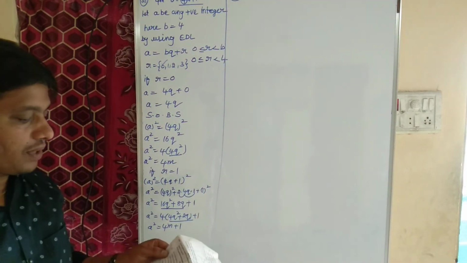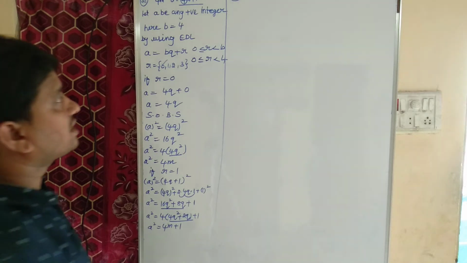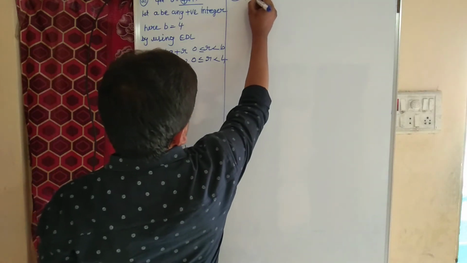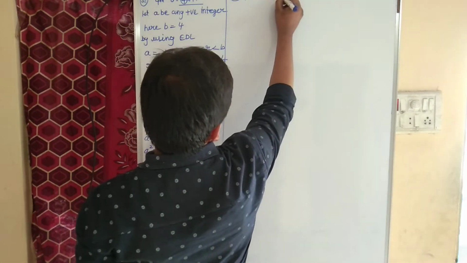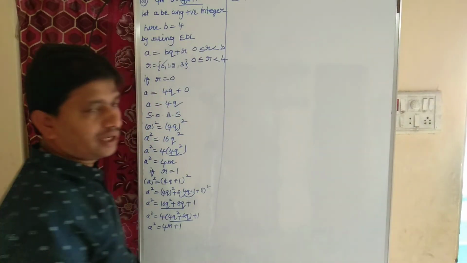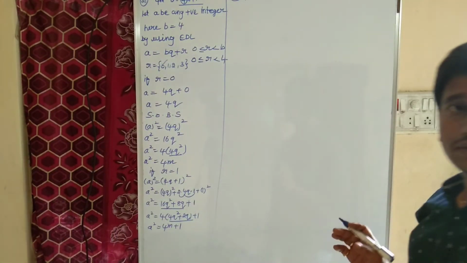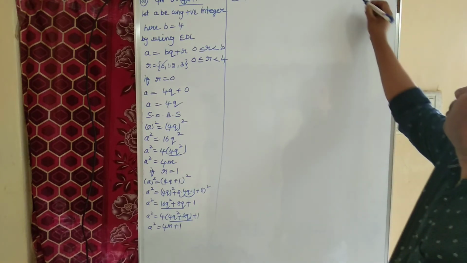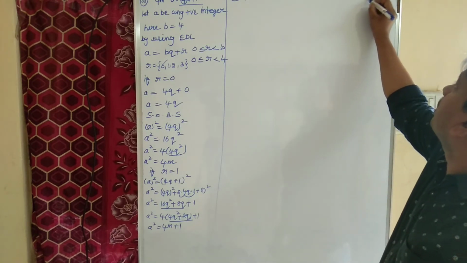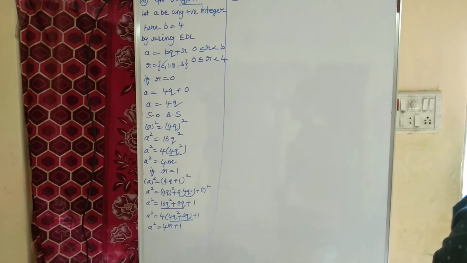Draw the graph of the polynomial x square minus x minus 6. First of all, let us find zeros of the polynomial x square minus x minus 6.